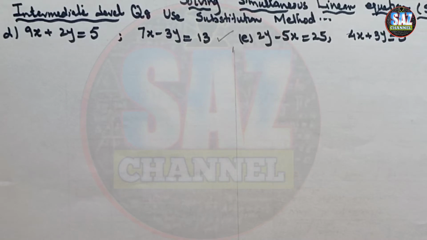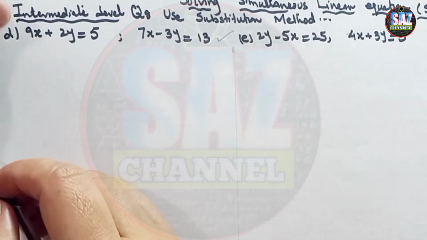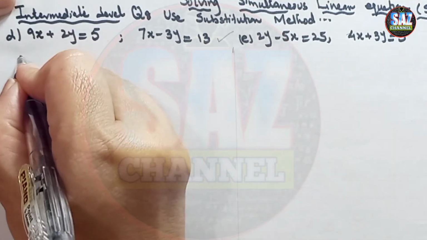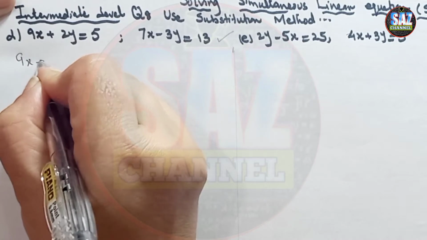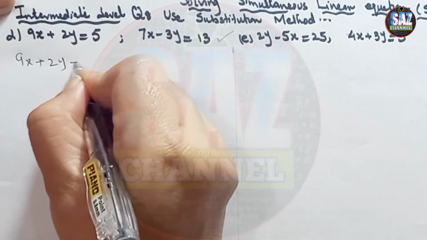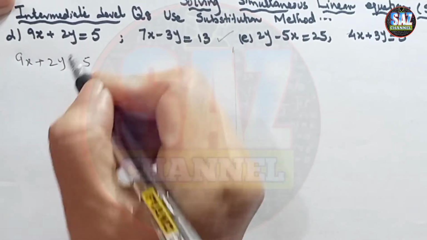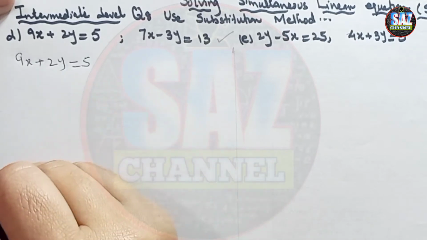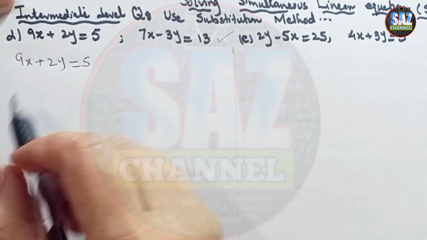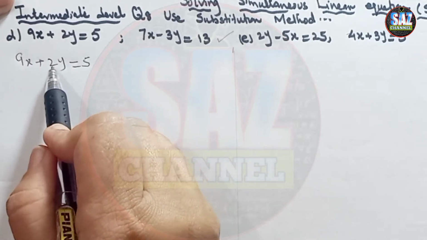As the question says that we have to solve the question with substitution method, so from both the equations, I have to make the suitable letter the subject of formula. If I'm looking at equation 1, equation 1 is 9x plus 2y equals to 5. And now from this equation, I'm making y the subject of formula.